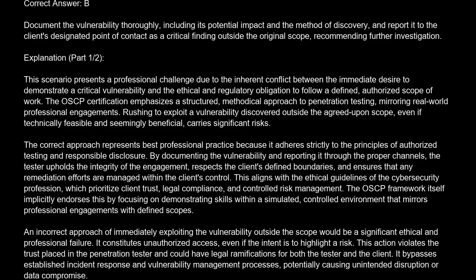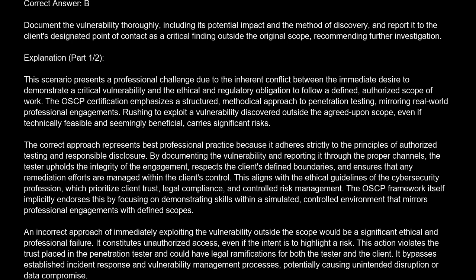The correct answer is B. Document the vulnerability thoroughly, including its potential impact and the method of discovery, and report it to the client's designated point of contact as a critical finding outside the original scope, recommending further investigation.